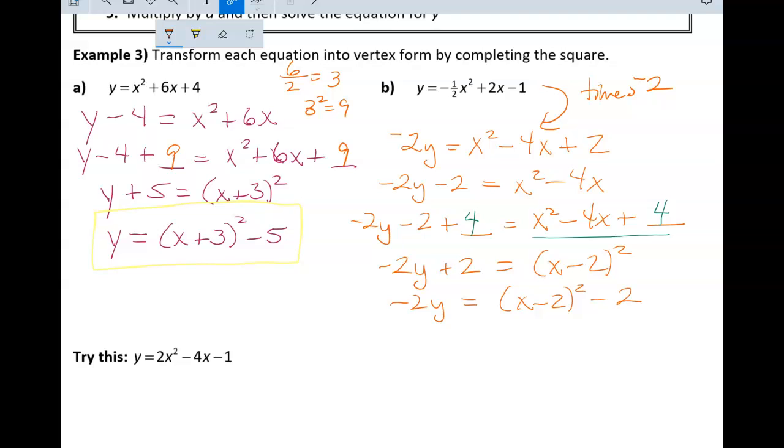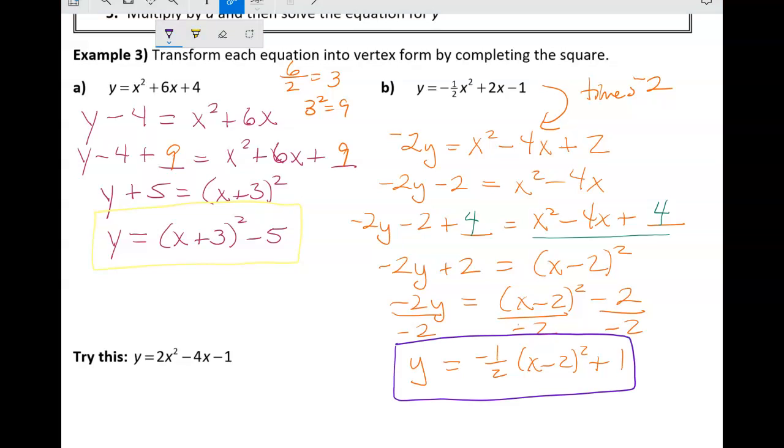And then we can divide all of the terms by negative 2. And that's going to give us a final result of y equals negative 1/2 times (x minus 2) squared plus 1. All right, now it's your turn to try one. Pause the video while you do this.